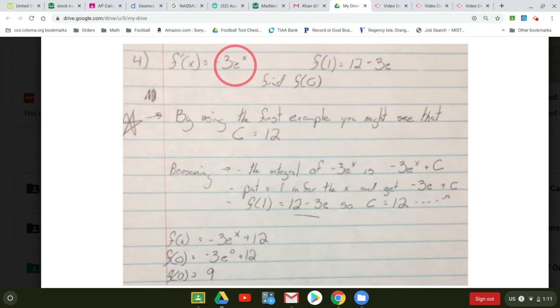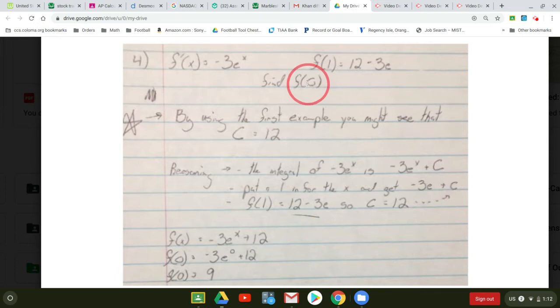Step one, always take that first equation, that differential equation, and integrate it so that we get an f of x instead of an f prime of x. Then we need to get our c value by using our initial condition. Once we have our c value plugged into our f of x, we can now find any other value that we need to find. In this case, we're looking for the value at f of 0.